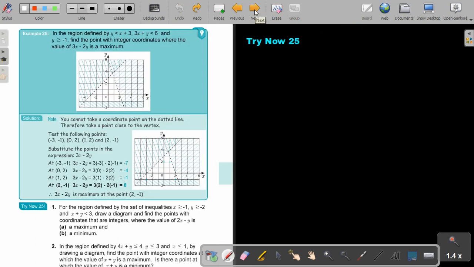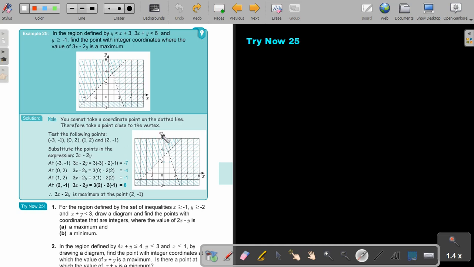Let's go on. Let's just look at this next example. In the region defined by this, find the point with integer coordinates where the value of this is a maximum. Now in the previous one there were solid lines. Now this is not solid. This is broken or dotted, and this is solid. So I cannot take a point on the vertex. I can take a point close to the vertex.